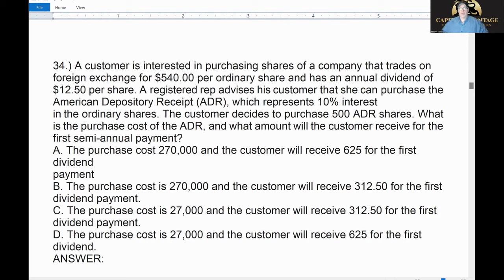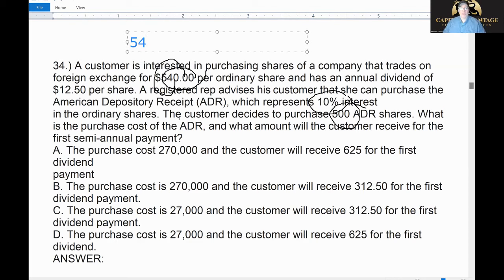We read through the whole thing. There are certain keywords that we have to think about. So let's draw around some of these. So we know that the stock is at 540. We know we have 500 shares and it's worth 10%. Remember, the actual ADR is worth 10% of the stock. So it's not going to be worth 540. It's going to be worth 10% of 540, which is $54.